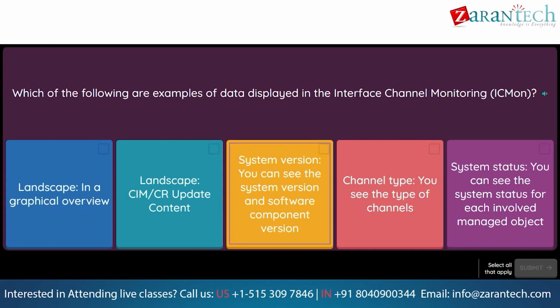Option 3: System version, you can see the system version and software component version. Option 4: Channel type, you see the type of channels. Option 5: System status, you can see the system status for each involved managed object.